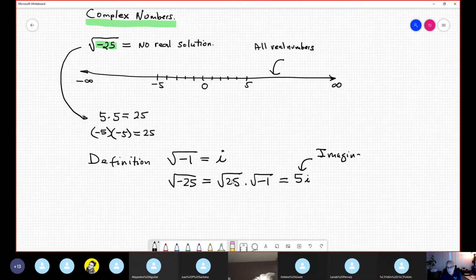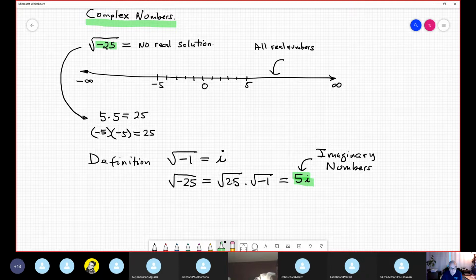Imaginary number. An imaginary number is a number that contains i. And the number that we use every day in our life is a real number. It's a number that doesn't contain i. Okay? Okay, so now let's practice a little bit.